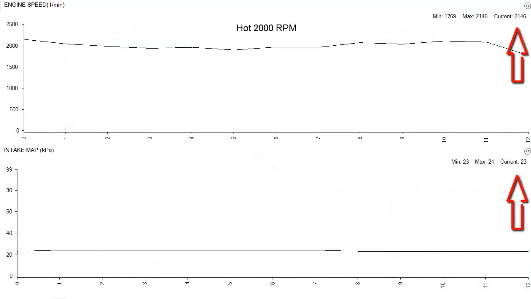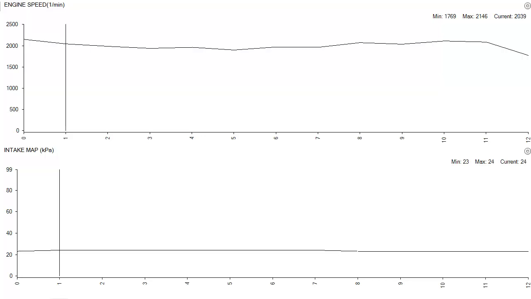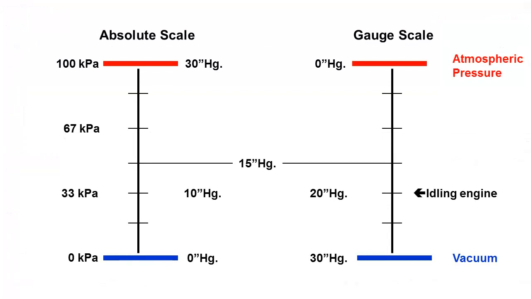MAP decreases or vacuum increases on this hot engine at 2000 RPM. This is a healthy sign. Kilopascals equates to 23.2 inches of mercury on the gauge scale. This is the MAP reading on the vacuum chart.